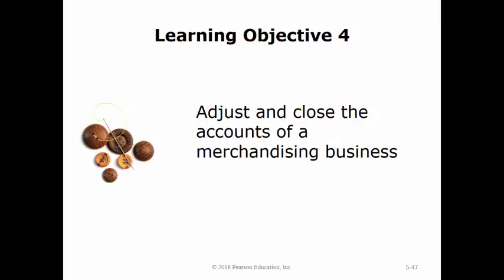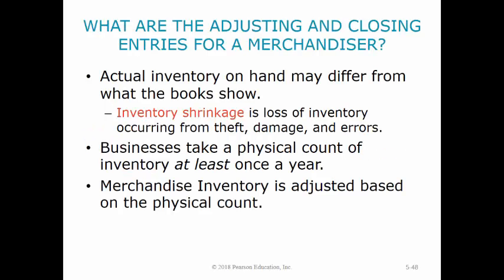In the fourth section, we will learn how to adjust and close the accounts of a merchandising business. A merchandiser adjusts and closes accounts the same way a service entity does. If a worksheet is used, the unadjusted trial balance is entered and the worksheet is completed to determine net income or net loss. In addition to adjusting for estimated sales returns as illustrated earlier in the chapter, merchandisers must also account for inventory shrinkage.